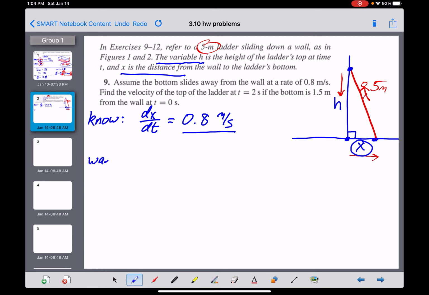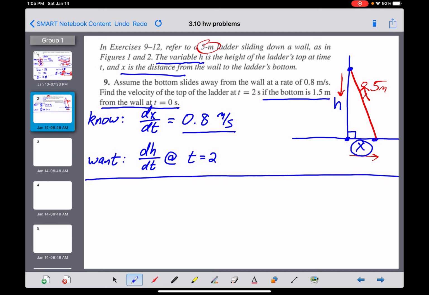The derivative that we want to know, let's read the question: find the velocity of the top of the ladder at time t equals 2. So they want the rate at which h is changing, dh/dt, specifically at the moment when t is equal to 2. There's more that comes after that in the problem: if the bottom is 1.5 meters from the wall at t equals 0 seconds. I'm going to put that off until a little later, because those are time-specific values, and we don't want to think about time-specific values until after we've taken our derivative.